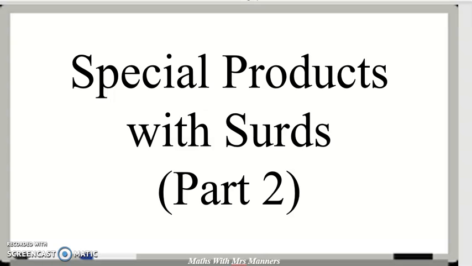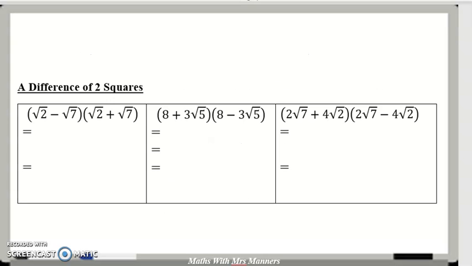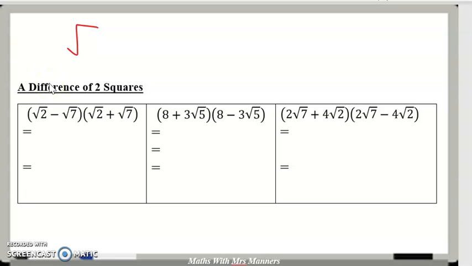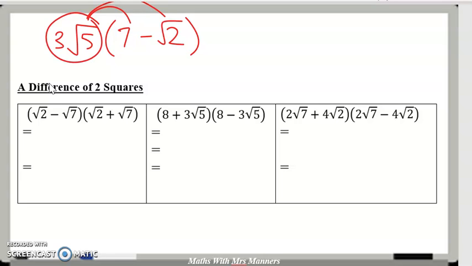This video is part 2 of special products with surds. So in the last video we had a look at expanding a single surd, for example, 3 root 5 multiplied by 7 minus root 2. In those expansions you multiplied the term outside by all the terms inside.